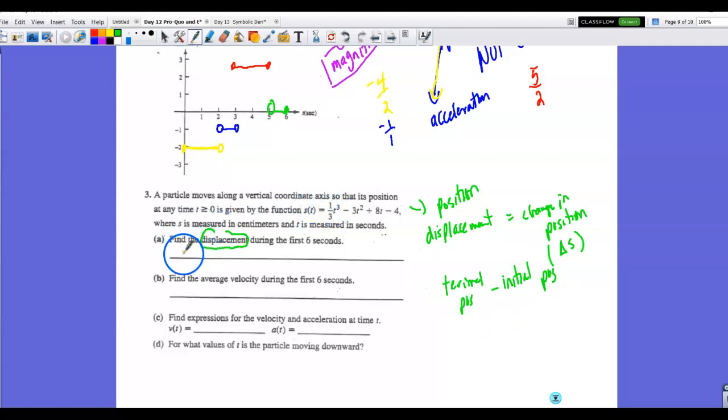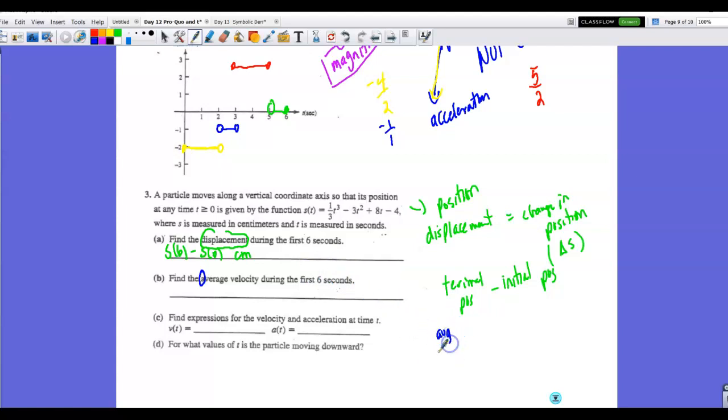So in this case, our position function is S. So we would want the terminal position, which is S of 6, minus S of the initial position, which was 0. And that would be measured in centimeters because it is a position. I'm not going to actually do the calculations. You could use a calculator to calculate those numbers, but I'm more interested in talking about how we would answer that question. Letter B, we are looking for the average velocity during the first 6 seconds.